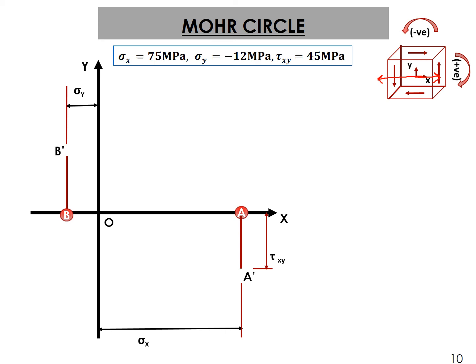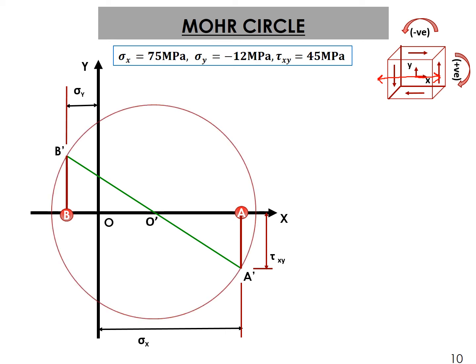Now what next? Joining these 2 points, A dash and B dash. Let's join these 2 points. This green line is your axis, X and Y axis, denoted in Mohr circle. Now take O dash as the center and O dash A dash as the radius, or O dash B dash as the radius. Make out a circle. So this is the Mohr circle. Now using this Mohr circle, you have to find out all the parts. So let's do that.